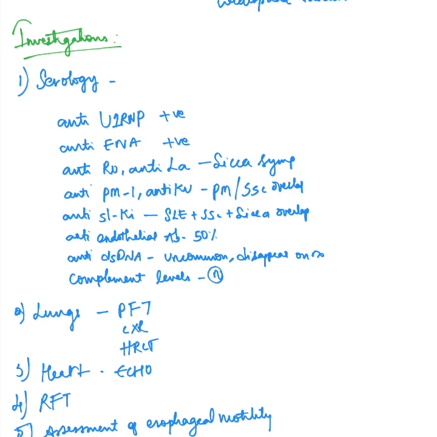Coming to investigations, serology. In all these patients, anti-U1 RNP is positive and anti-ENA is positive and in high titers. Anti-Ro and anti-La antibodies indicate Sjogren's syndrome being involved. Anti-PM-Scl and anti-Ku antibodies indicate polymyositis and systemic sclerosis overlap. Anti-SSA antibodies indicate SLE, systemic sclerosis, and Sjogren overlap. And anti-endothelial antibodies are present in about 50% of the cases, whereas anti-dsDNA antibodies are rare, but they can be present in low titers and they usually disappear on management. And the complement levels are normal.